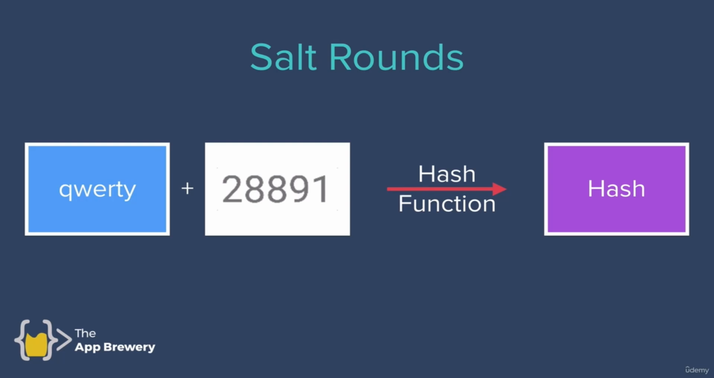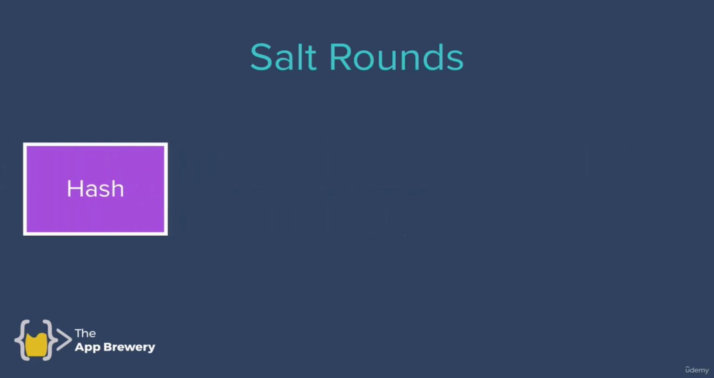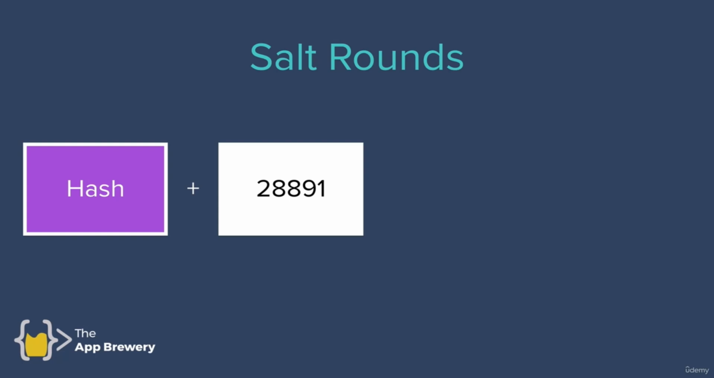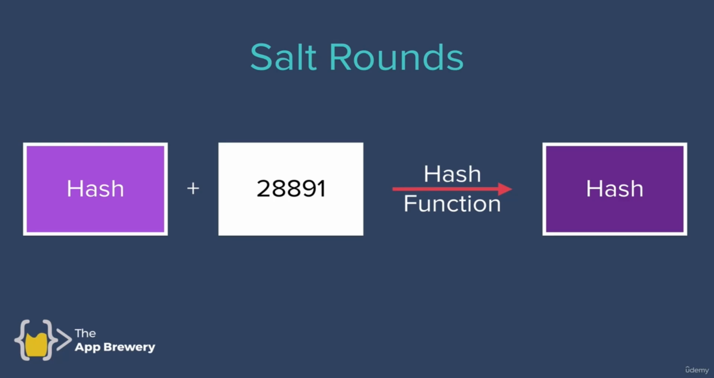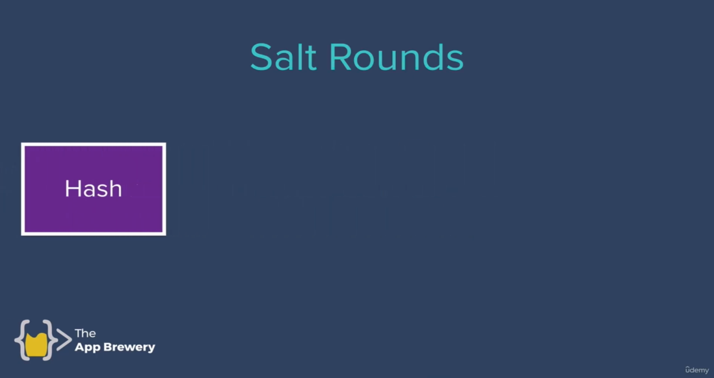If we wanted to have 2 rounds of salting, then we take the hash that was generated in round 1 and we add the same salt from before. And now we run it through Bcrypt, the hash function again, and we end up with a different hash. And the number of times you do this is the number of salt rounds.